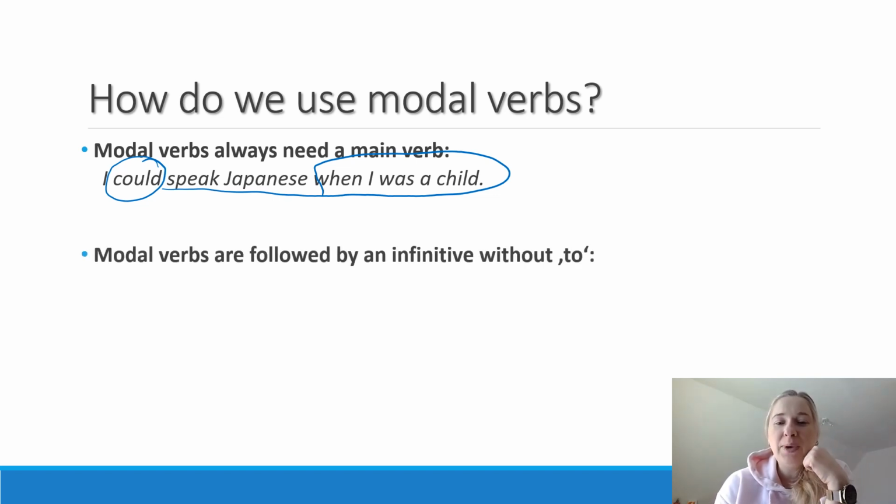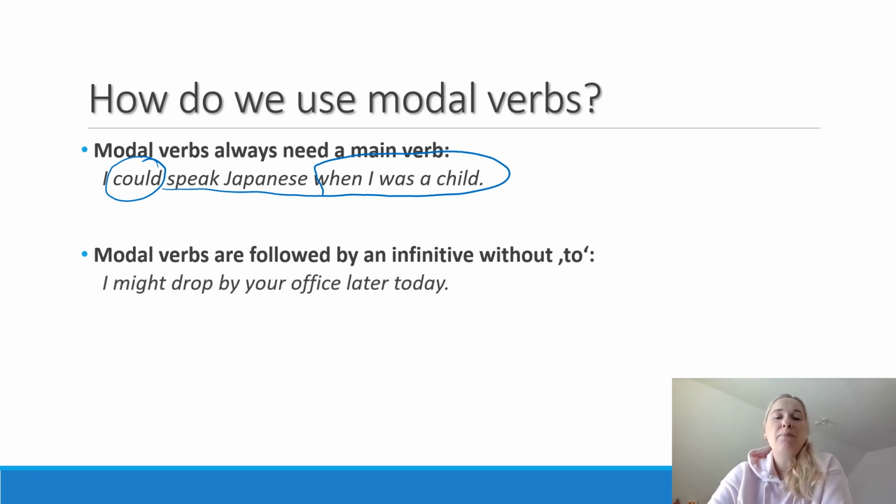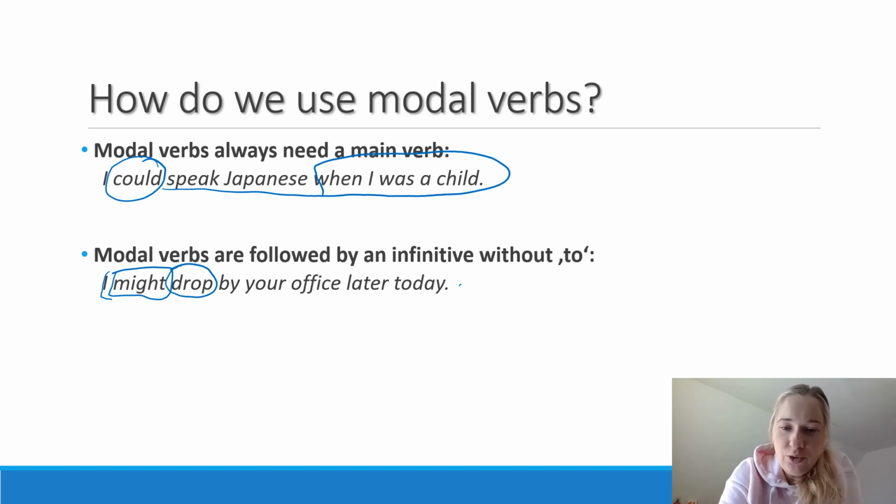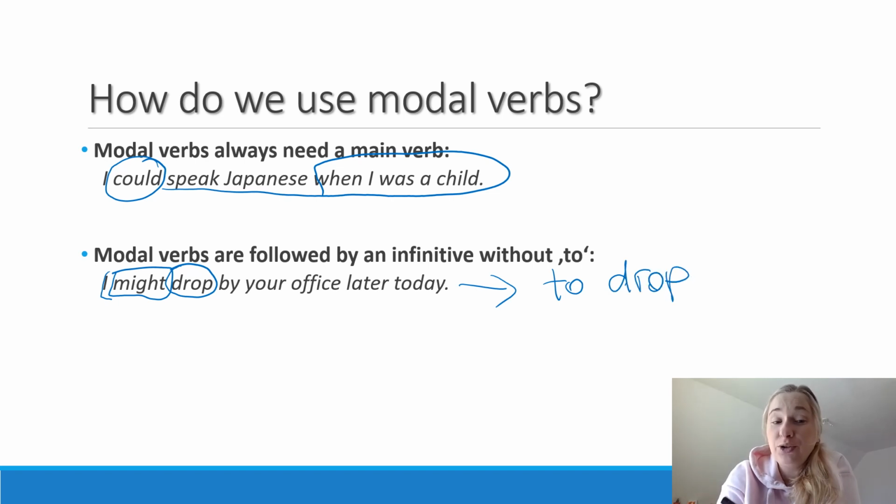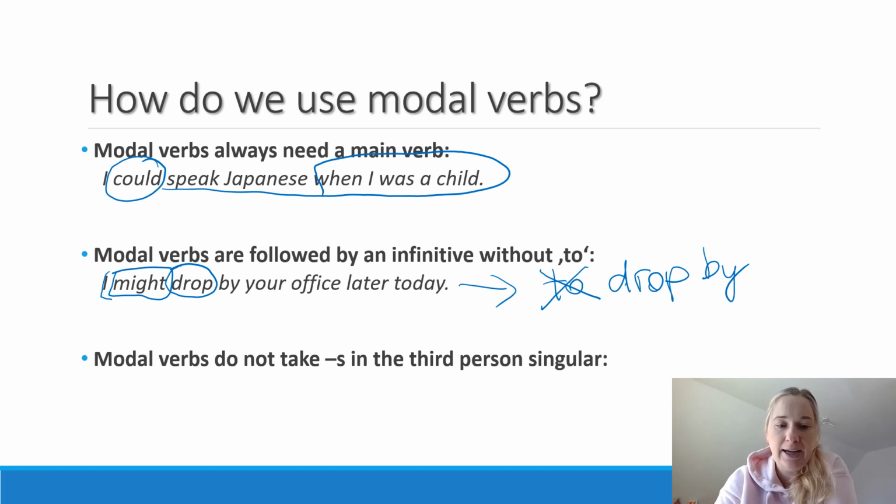Modal verbs are followed by an infinitive without to. For example, I might drop by your office later today. So might is a modal verb in here. Drop is a verb. You know that usually, when you look it up in the dictionary, the infinitive of the verb is usually with a particle to. So to drop. In order to put it in a sentence, drop by would be the verb phrase. You need to remove to from it. So you cannot say, I might to drop by. I might drop by your office later today.